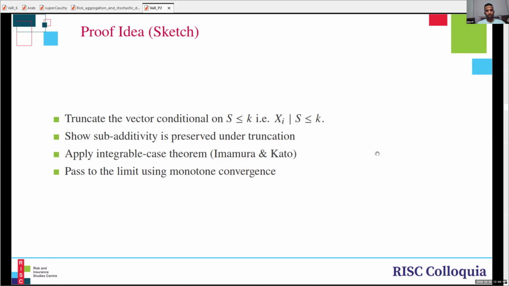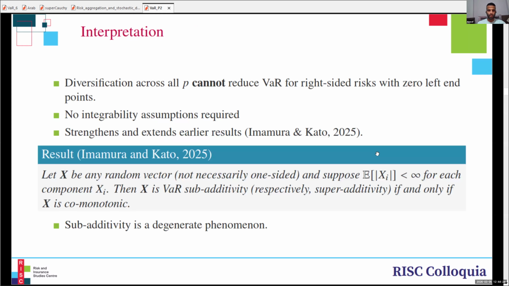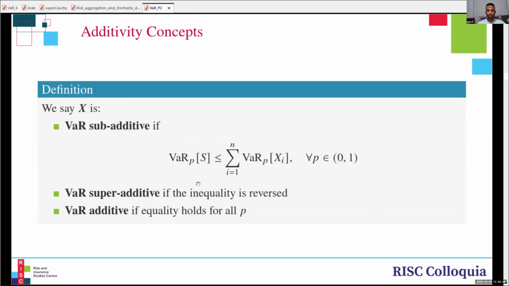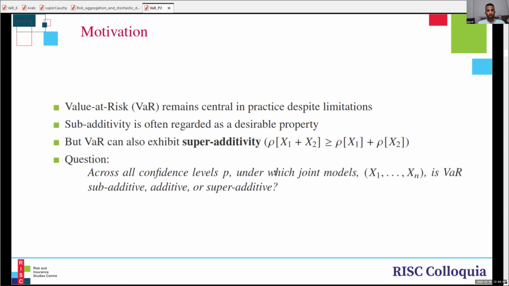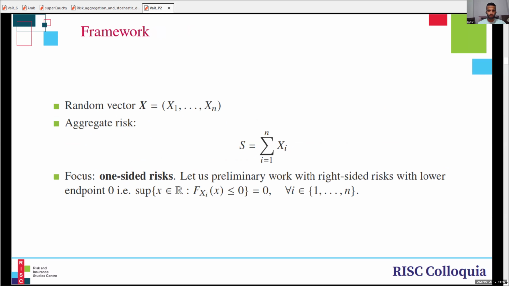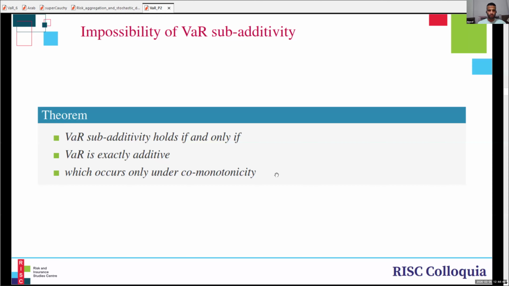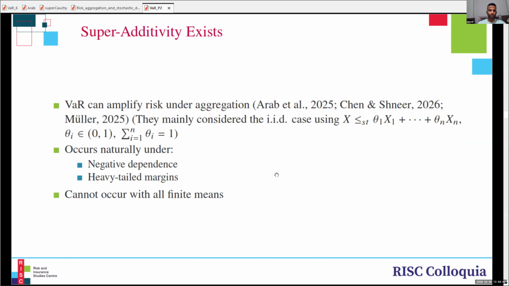All right, so now let's go on to our second part, which is the most interesting one. The second is asking under which models is VaR super additive? Because this is the area in which VaR has the advantage, right? Sub-additivity, not so much, because it cannot happen. But super additivity, it can.